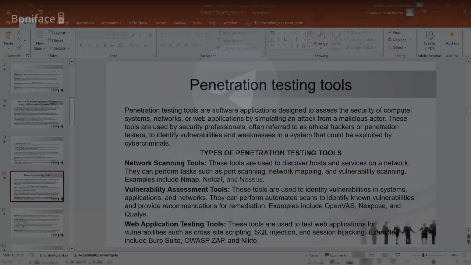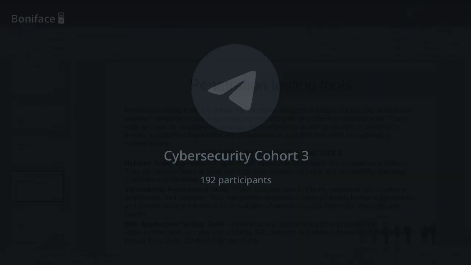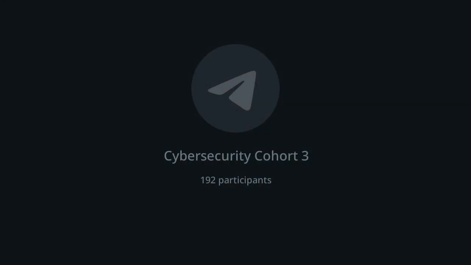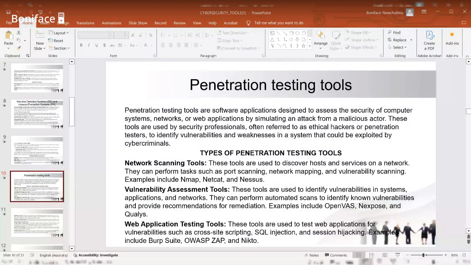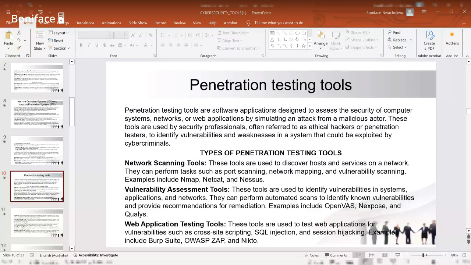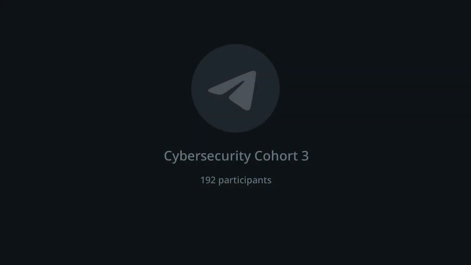Okay, let's move on. So we have network scanning tools, vulnerability assessment tools, web app testing tools. Madam Adesi has used Nmap. During the course of this class, we use Nmap, we use Nessus, we would use Burp Suite, we use ZAP a lot.